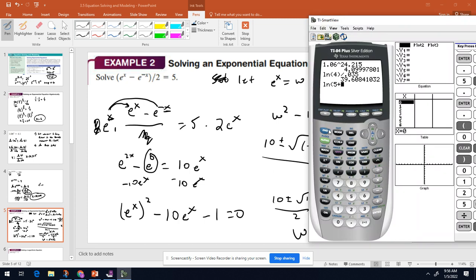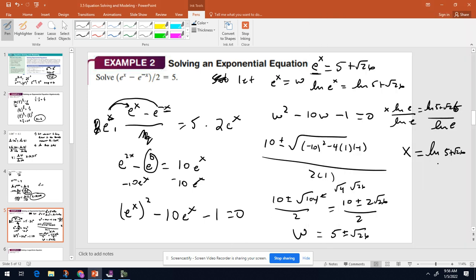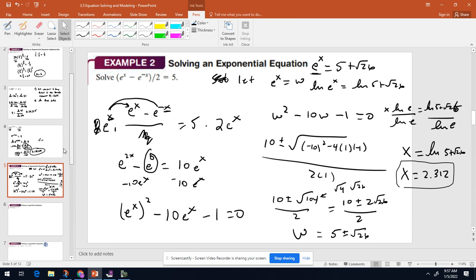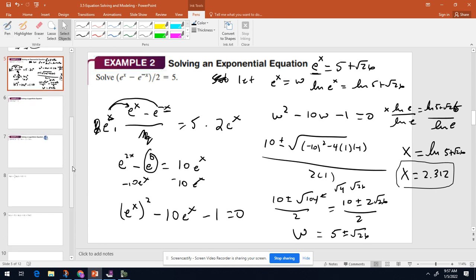Ln of 5 plus square root of 26, and that is equal to 2.312. So x is equal to 2.312. This is definitely the hardest type of problem I could give you when it comes to exponentials. Now, that's a tough problem. You've got to sub, then go back and solve it, and then resub back. So that kind of gives you an idea of what some calculus stuff looks like when we call it u-sub.